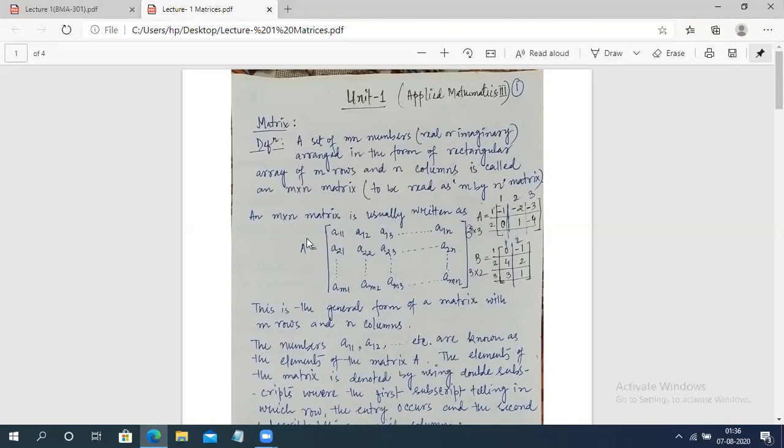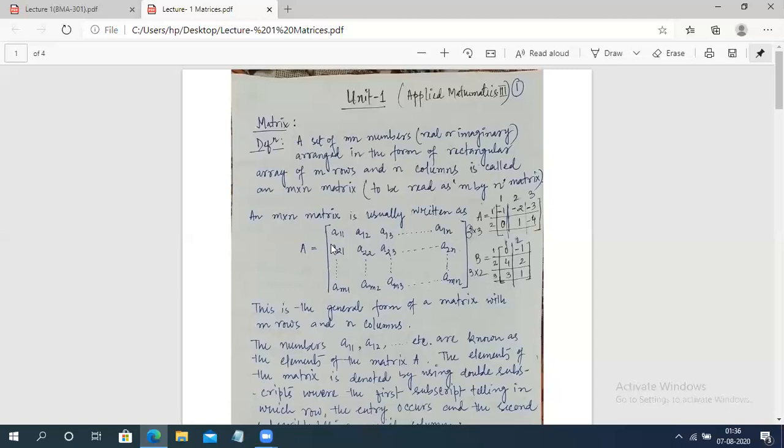Generally, we denote any matrix with a capital letter of the alphabet, A, B, and C. So this A is a matrix of order m by n. That means it has m rows and n columns.